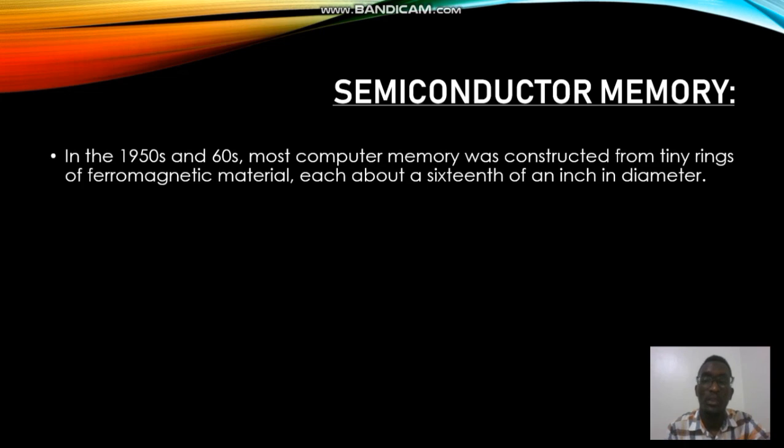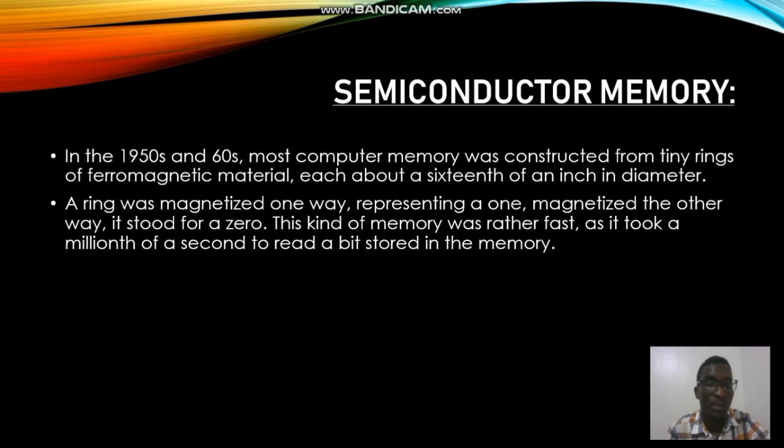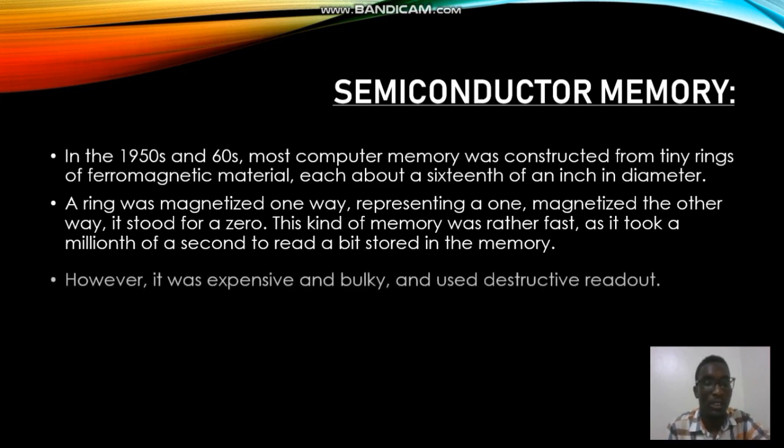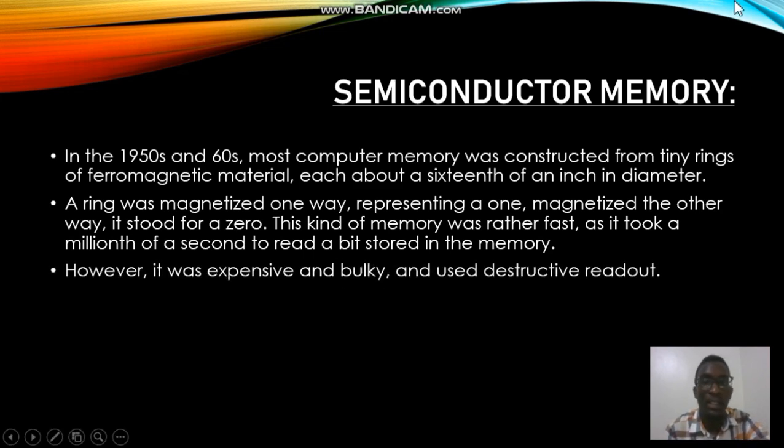Then we have semiconductor memory. In the 1950s and 60s, most computer memories were constructed from tiny rings of ferromagnetic material, around a 16th of an inch in diameter. The ring was magnetized one way, representing a 1, and magnetized the other way, representing a 0. This memory at the time was fast, and it took a millionth of a second to read the bits stored in memory.